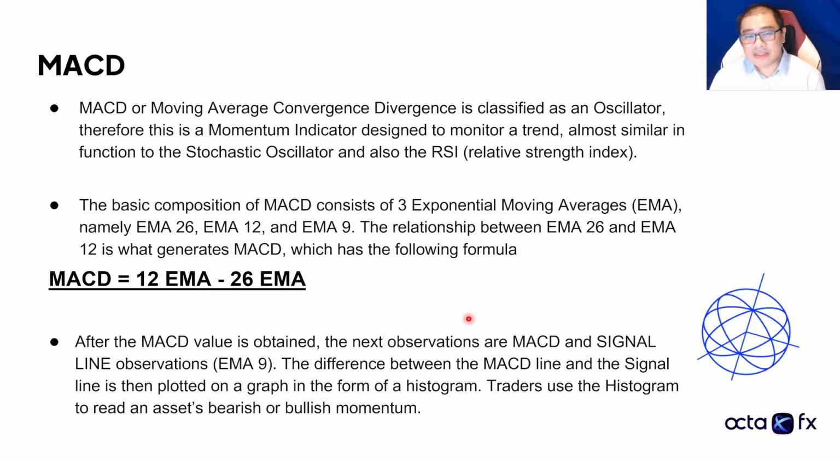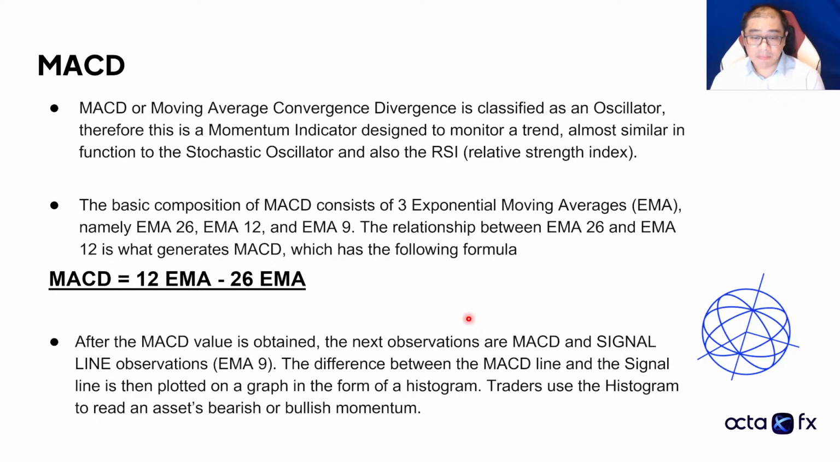But the MACD, or the moving average convergence divergence, is classified as an oscillator. Therefore, this is a momentum indicator designed to monitor a trend. It is almost similar in function to the stochastics oscillator and also the RSI, or the relative strength index. I put the word almost similar there, but they're not similar because they're looking at different things.